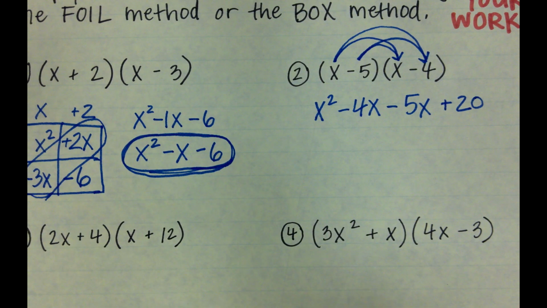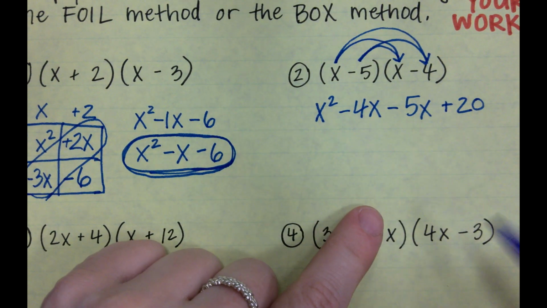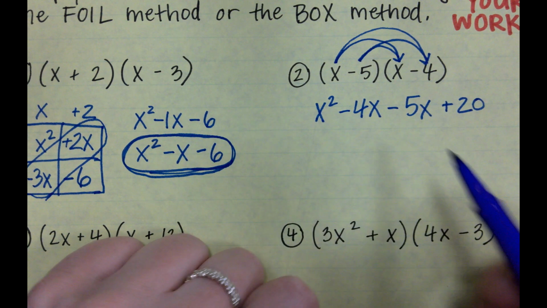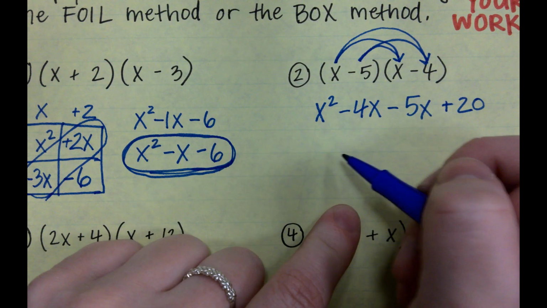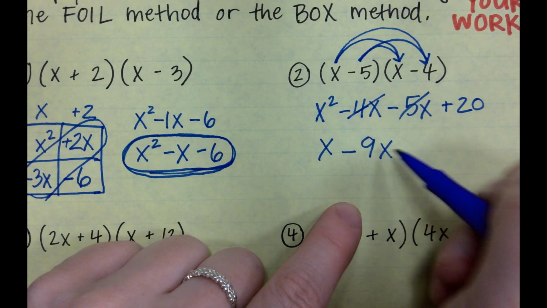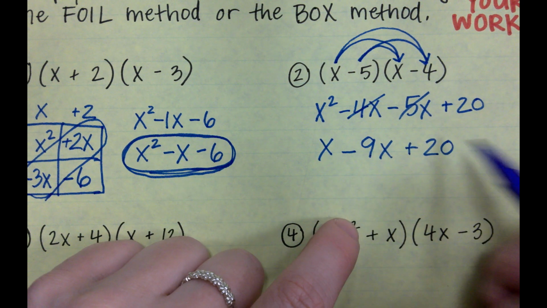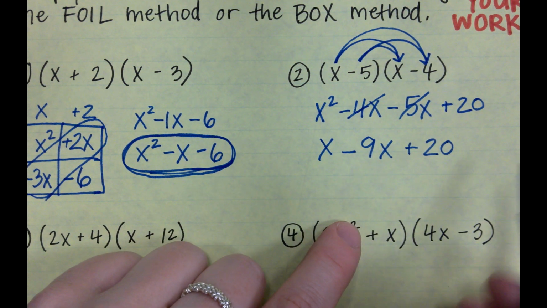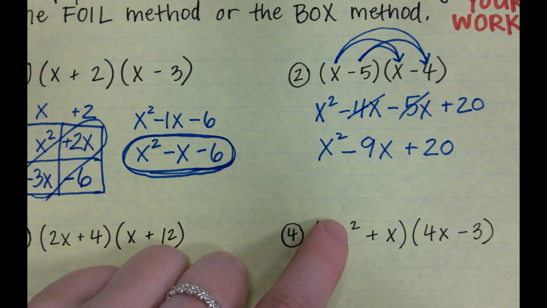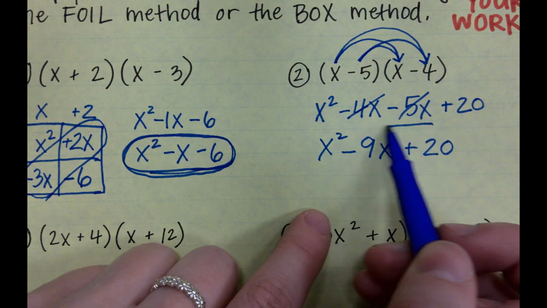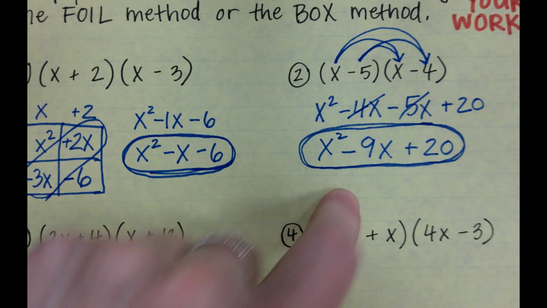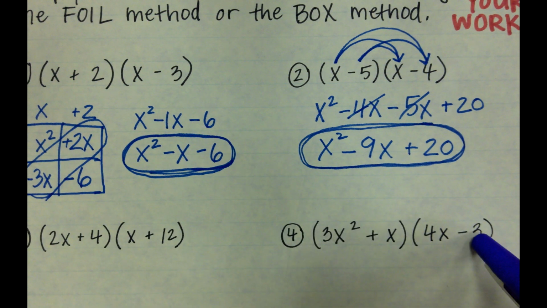So very good job. Are we done here? No. What should I do next? Add negative 4 plus negative 5. Yes. What is negative 4 plus negative 5? Negative 9. Good. So I'm just going to rewrite that middle term. Negative 9x plus 20. Is this my answer? Yeah. It sure is. X squared. Oh, my bad. You caught me. Thank you. I wasn't trying to trick you. I just messed up. So that is our answer, and we circle it. Any questions on number 2?